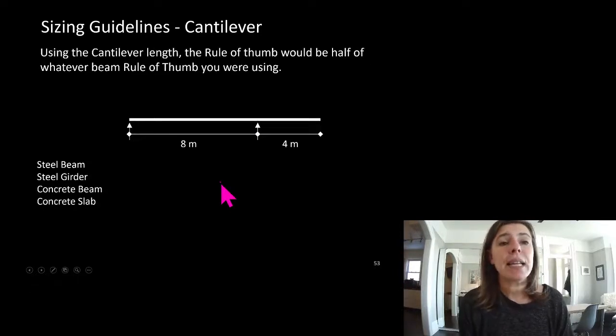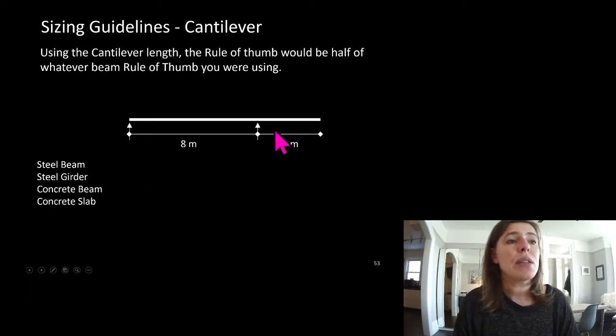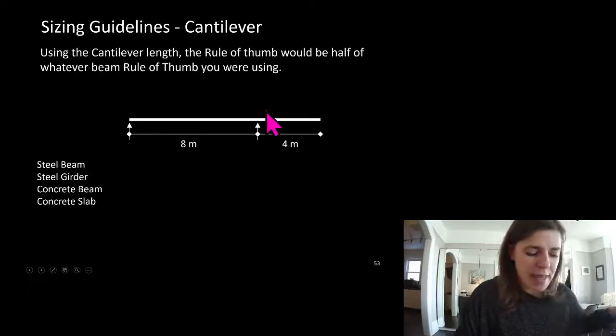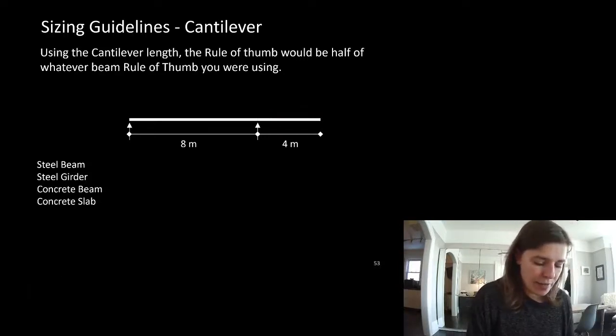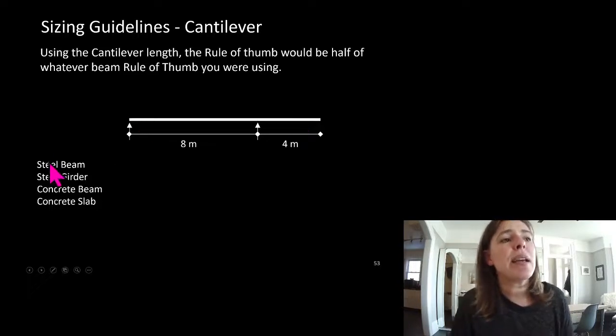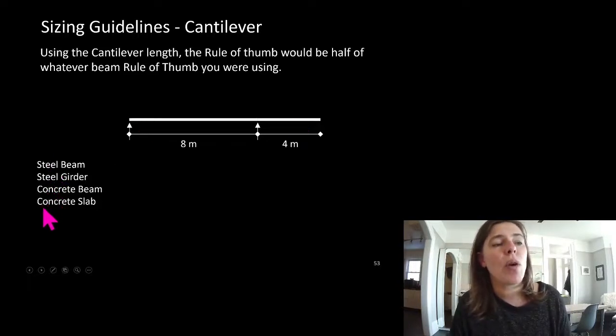So sizing guidelines with cantilevers. What do you do when it's a cantilever? Well, let's look at this one thing here with a backspan and a cantilever. I'm going to write that right on here on slide 53. Backspan and cantilever. And let's take a look at what it means if it's a steel beam, a steel girder, a concrete beam, or a concrete slab.